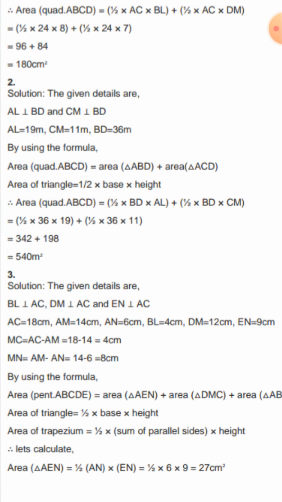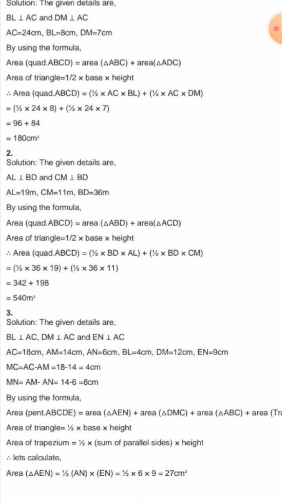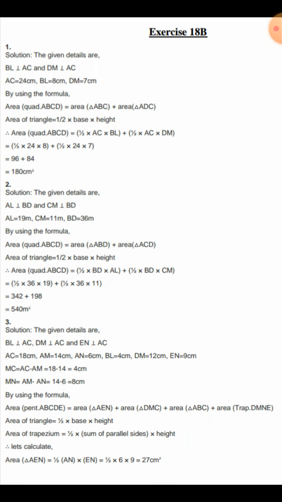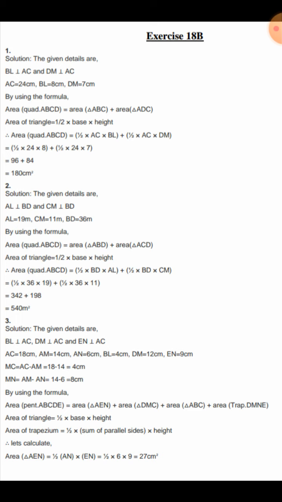So in this we will use the formula: area of pentagon ABCDE will be equal to area of triangle AEN plus area of triangle DMC plus area of triangle ABC plus area of trapezium DMNE. Now, as we know, area of triangle equals half into base into height. And area of trapezium equals half into sum of parallel sides into height.